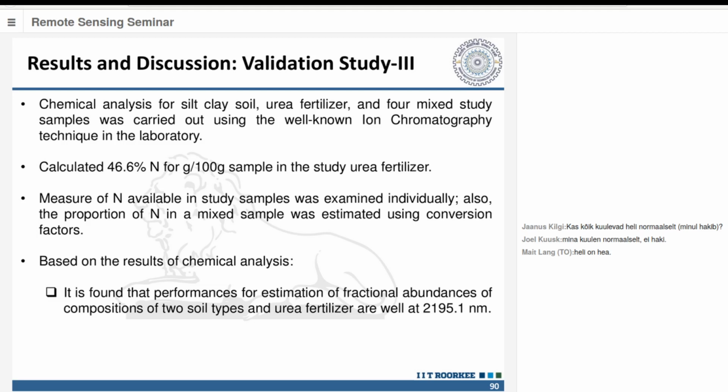silty clay soil, urea fertilizer, and 4 mixed study samples was carried out using the well-known ion chromatography technique in the laboratory, which calculated 46.6% nitrogen per 100 gram sample in the study urea fertilizer. Measure of N available in study samples was examined individually. Also, the proportion of N in a mixed sample was estimated using conversion factors. Based on the results of chemical analysis, it is found that performances for estimation of fractional abundances of compositions of two soil types and urea fertilizer are good at 2195.1 nanometer wavelength region.